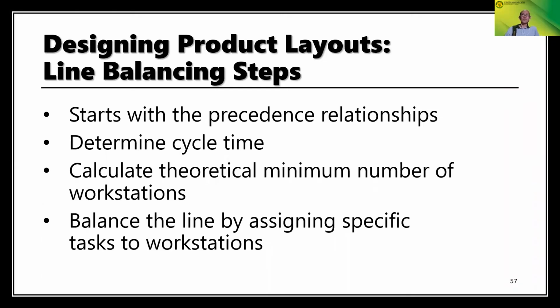Here are the steps in line balancing. Number 1, you start with the precedence relationship by creating a precedence diagram. Number 2 is you determine the cycle time. Number 3, calculate the theoretical minimum number of workstation. And number 4, you balance the line by assigning tasks to workstations. Let's discuss one by one.